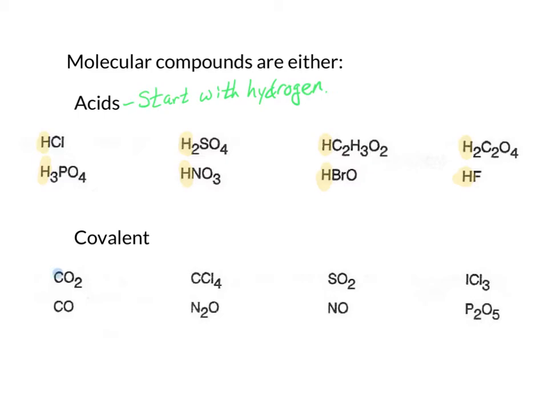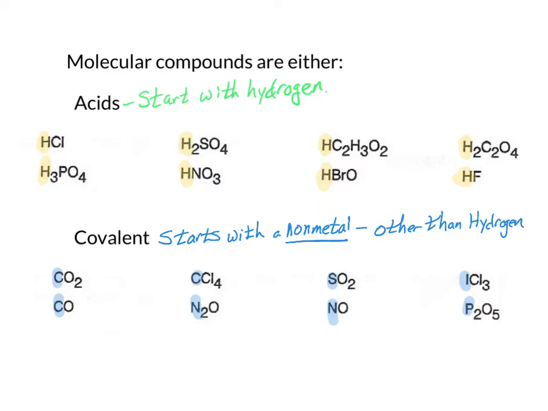Well, there's a lot of different ones, right? So they have a lot of different things they can start with, but they're all made of nonmetals. That's why we know they're molecular. And the major rule is they don't start with hydrogen. So covalent compounds contain a lot of different ones, but acids only start with hydrogen. Covalent compounds start with anything other than hydrogen that is a nonmetal.